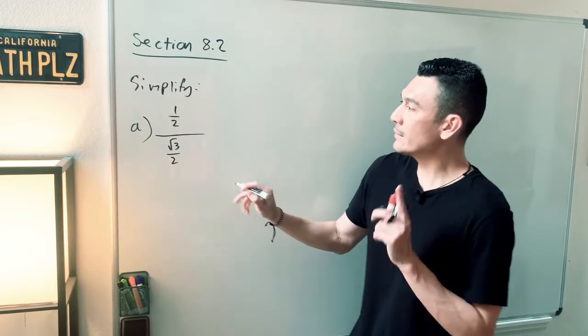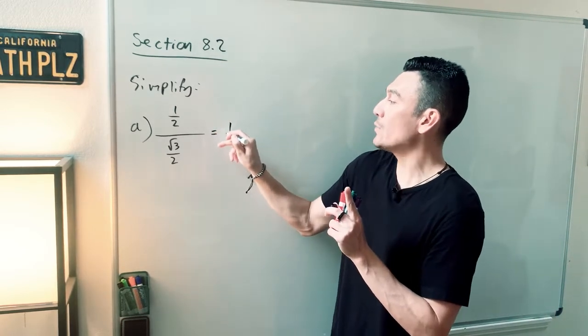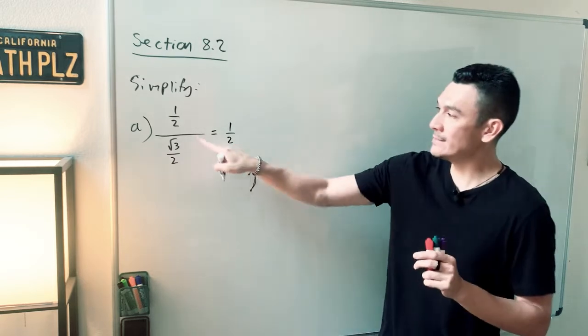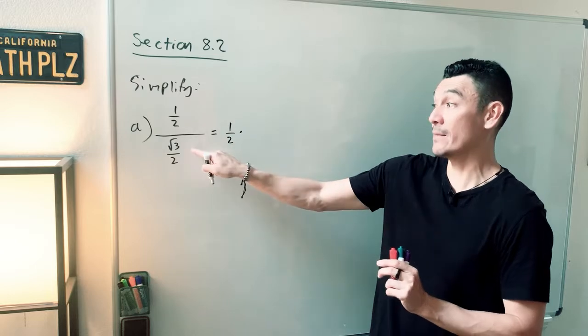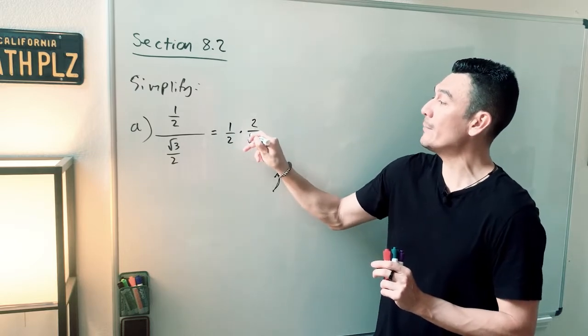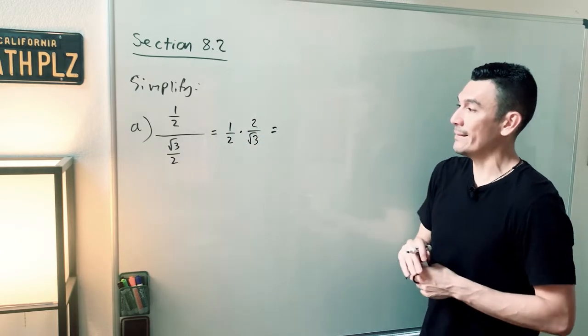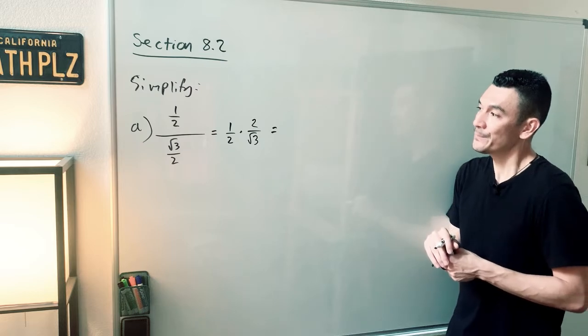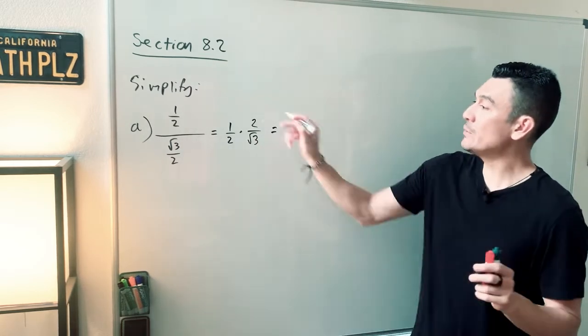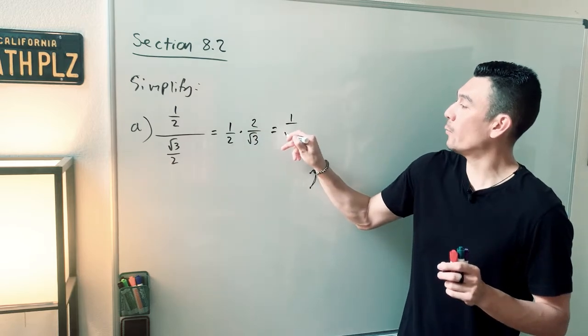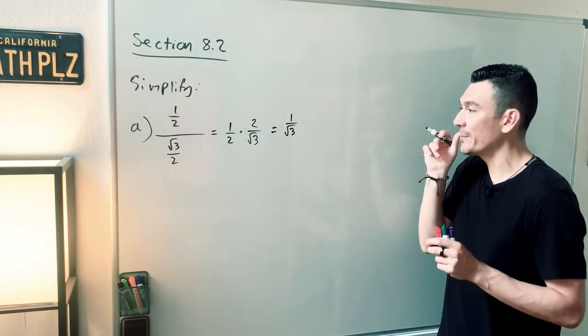So this here could be rewritten as 1/2. Now instead of division, let's go multiplication. Let's multiply by the reciprocal of the bottom, which would be that there. All right. And then we can see that the 2's knock out, right? The 2's are gone, so you're left with 1/square root 3.